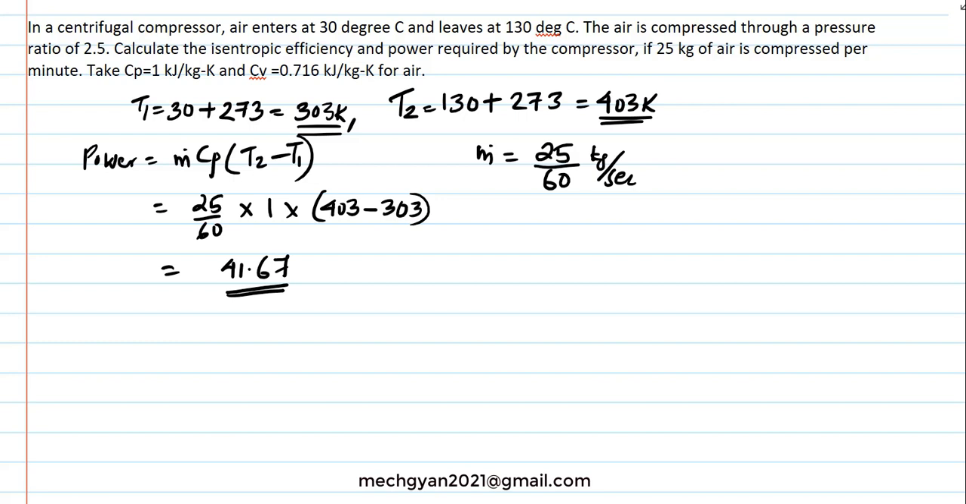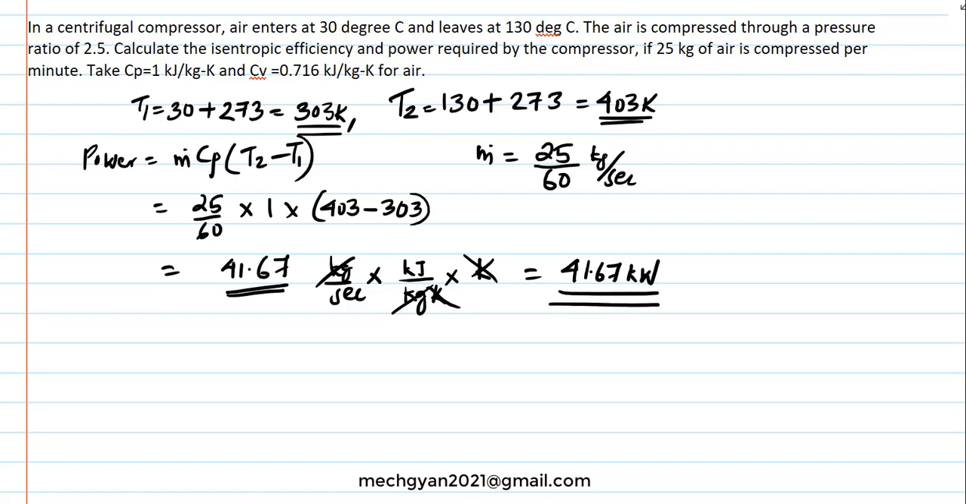41.67. Within the unit, kilogram per second into 1, in the other Cp unit, kilojoule per kilogram Kelvin, into delta T unit Kelvin. So this K and this K will get cancelled, kilogram and kilogram will get cancelled, so kilojoule per second is kilowatt. So the unit is 41.67 kilowatt is the answer, the first part.